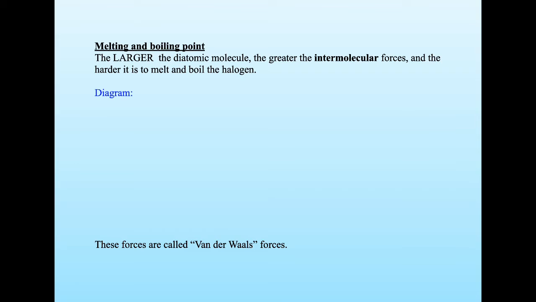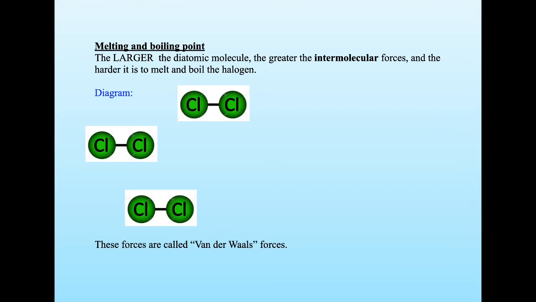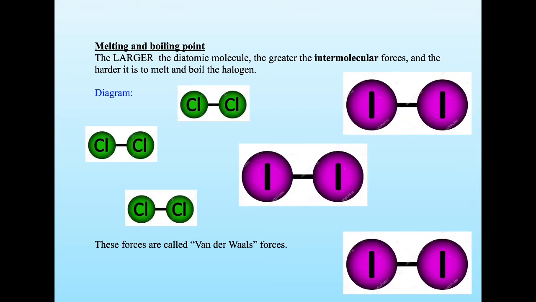The melting and boiling points, the larger the molecule, the greater the intermolecular forces. Okay? And the harder it is to melt and boil the halogen. So in the case of chlorine molecules, they're very small compared to iodine molecules. The chlorine molecules have got very weak intermolecular forces between the molecules, and iodine molecules have got quite strong, or relatively strong, intermolecular forces.